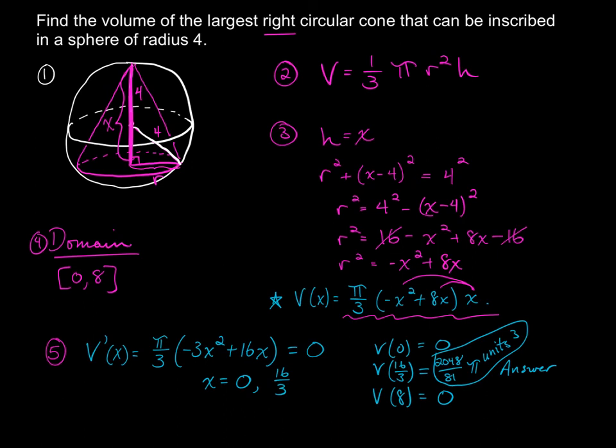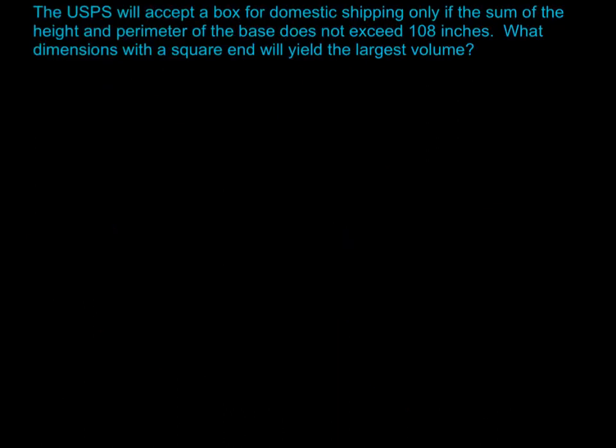Time for one more example. The USPS will accept a box for domestic shipping only if the sum of the height and the perimeter of the base does not exceed 108 inches. What dimensions with a square end will yield the largest volume?